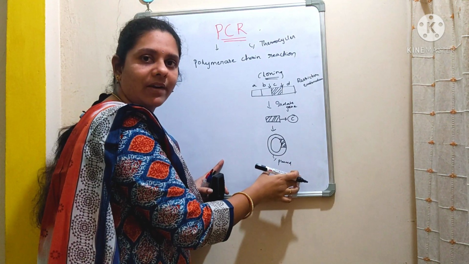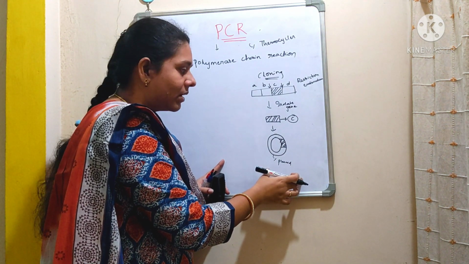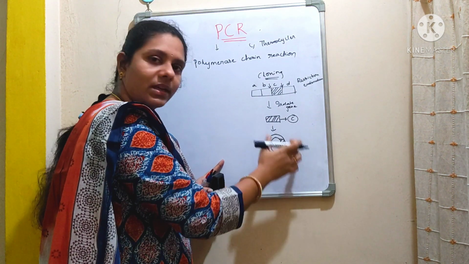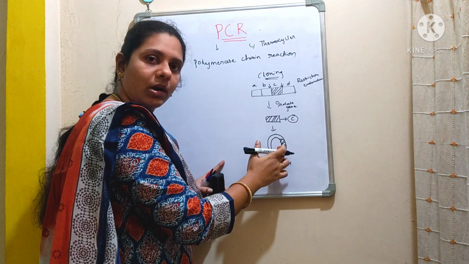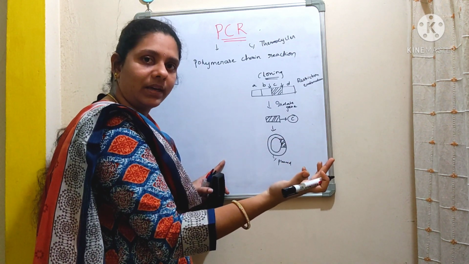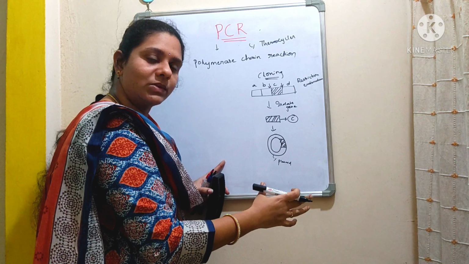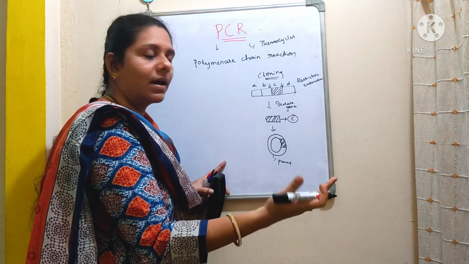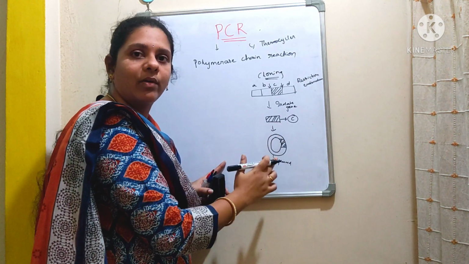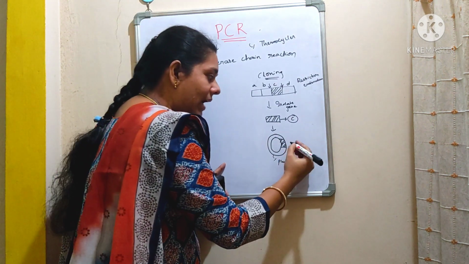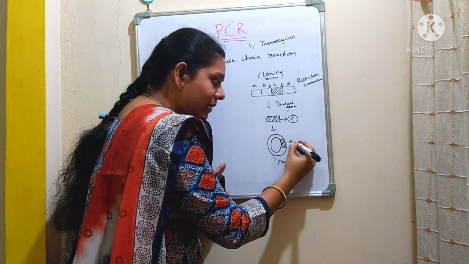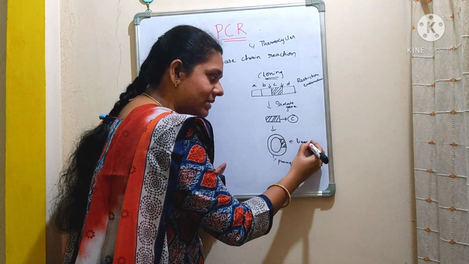This plasmid has a replication property, right? When it undergoes replication, the gene which we incorporated will also get replicated, and at the end what happens? We'll get more copies when this plasmid undergoes replication. And for this purpose again we need an enzyme called ligase.